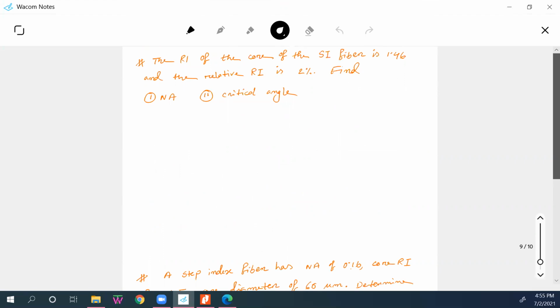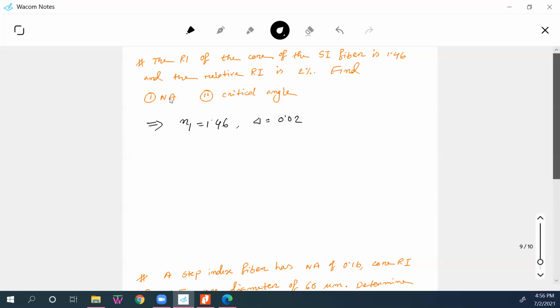Now, the refractive index of the core of the step index fiber is 1.46, and the relative refractive index is 2%. Find the numerical aperture and critical angle. So what we have: n1 equal to 1.46, and we also have del equal to 2%. 2% is nothing but 0.02.